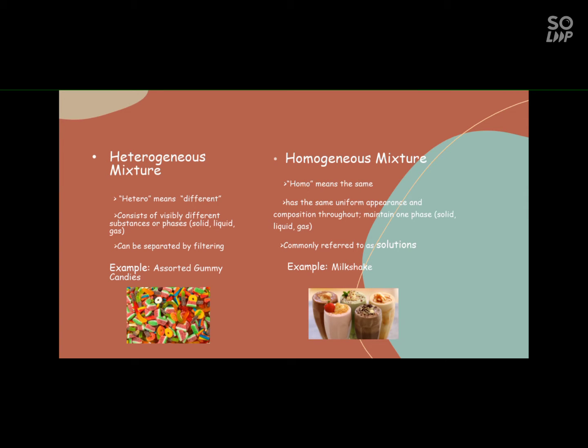Heterogeneous mixture. Hetero means different. A heterogeneous mixture consists of visibly different substances or phases. So a heterogeneous mixture also contains two or more ingredients or phases. This mixture can be separated by filtering. An example of a heterogeneous mixture is assorted gummy candy. Another example is oil in water.